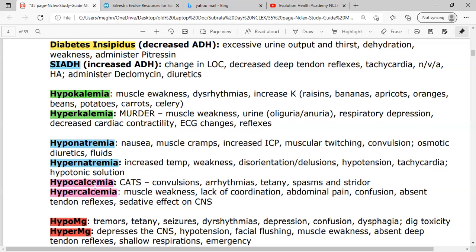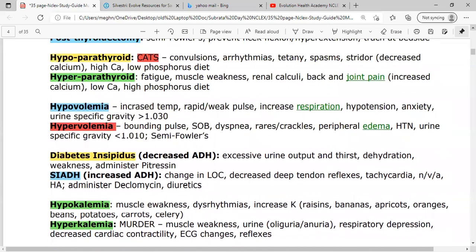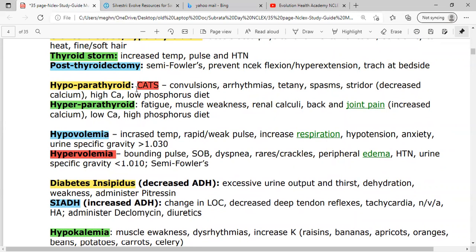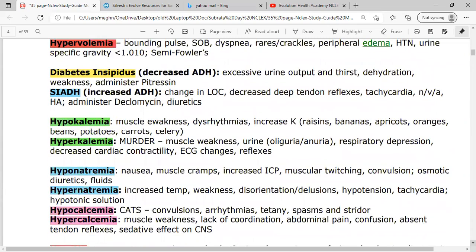Hypocalcemia means calcium goes down. Patient presents with convulsion, arrhythmias, tetany, spasm, and stridor. Easy way to remember: CATS. C stands for convulsion, A stands for arrhythmia, and T stands for tetany, involuntary movement of muscle, and spasm or stridor. Hypocalcemia, the signs and symptoms we call CATS. Same as hypoparathyroidism, signs and symptoms are CATS: convulsion, arrhythmias, tetany, spasm, and stridor. Easy way to remember.